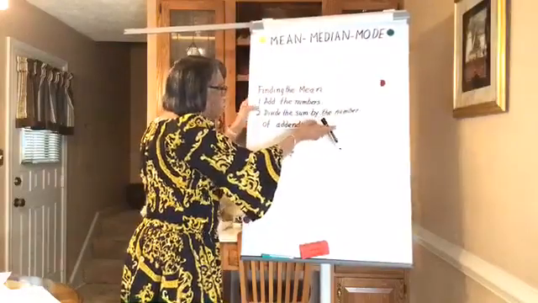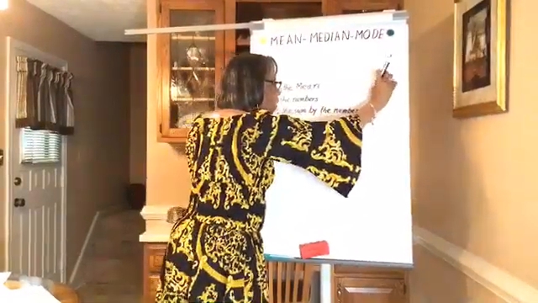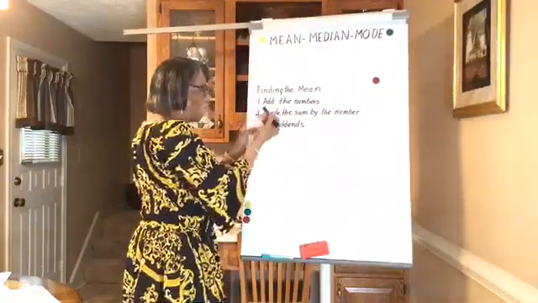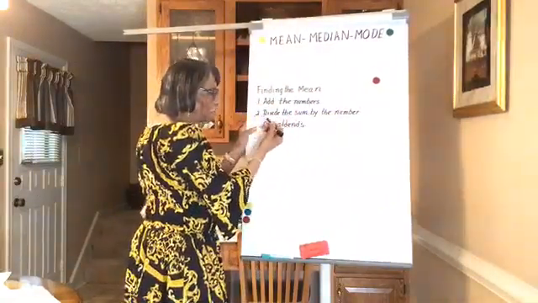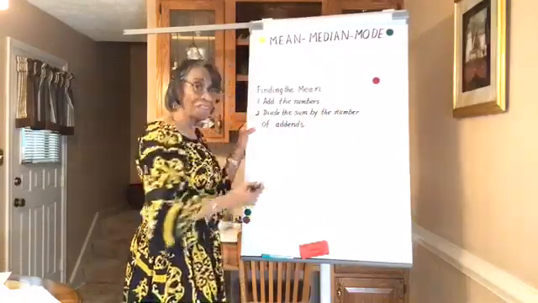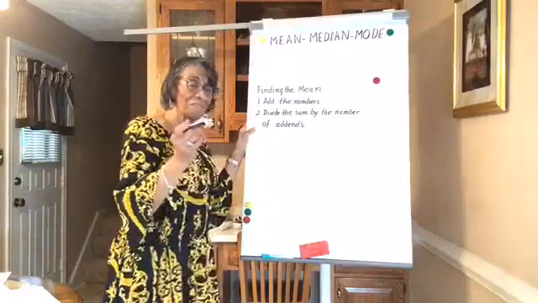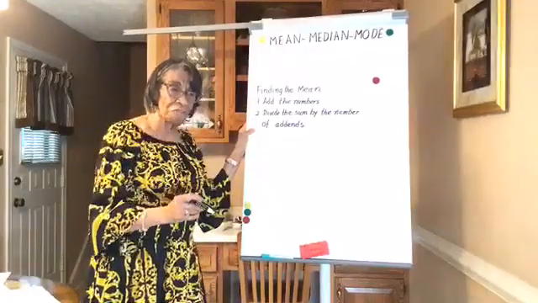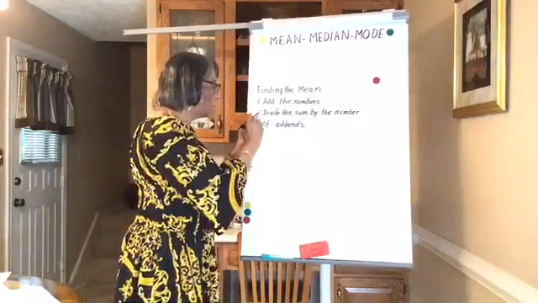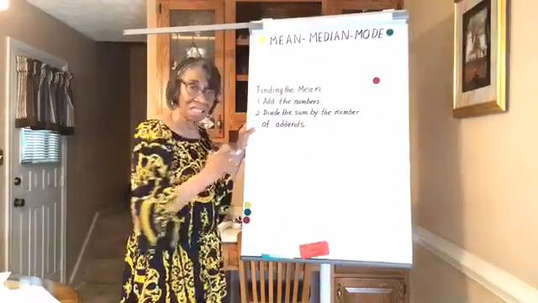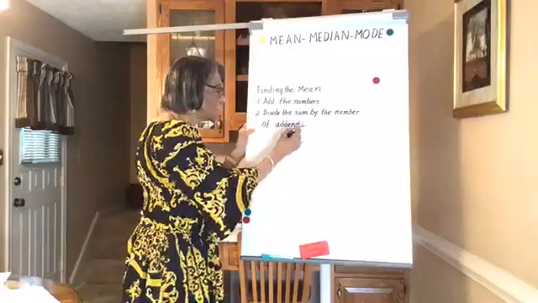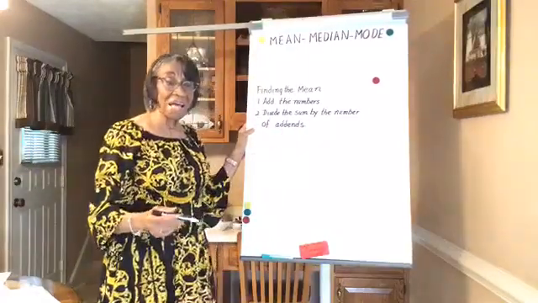Mathematically, it's not difficult. All right, finding the mean. We add the numbers and divide by the number of add-ins that we had. So if we're adding 6 different numbers, we find the sum, and then we divide that sum by 6 because we added 6 numbers. Add-ins is a name for the numbers that we add.